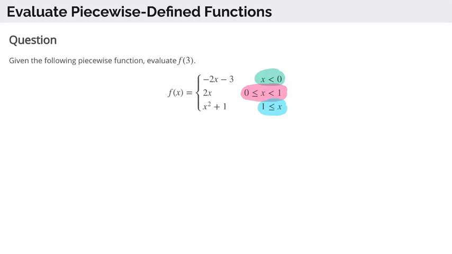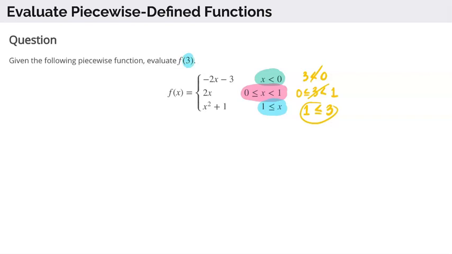And so since our x value here is 3, right, we're just checking that against each of these different conditions. So we want to know, is 3 less than 0? That is not true. Does 3 satisfy this inequality, that it's between 0 and 1? That's also not true, right? But it does satisfy that it is greater than 1, right? So the function rule that we should be using here for f of 3 is that last one, right?